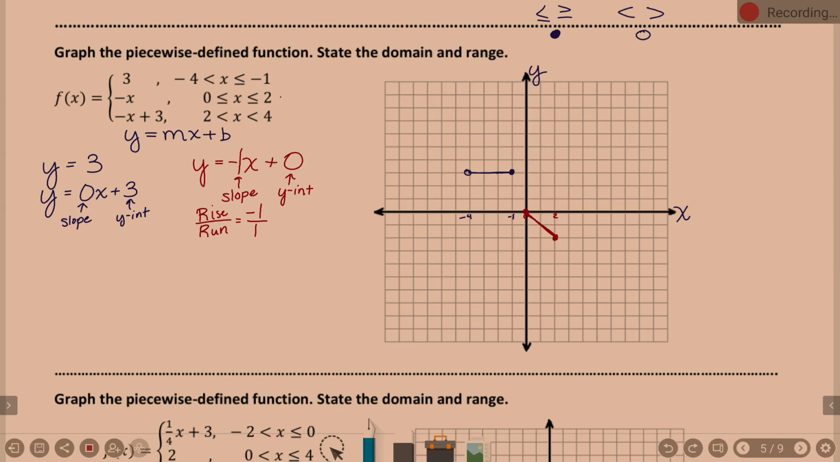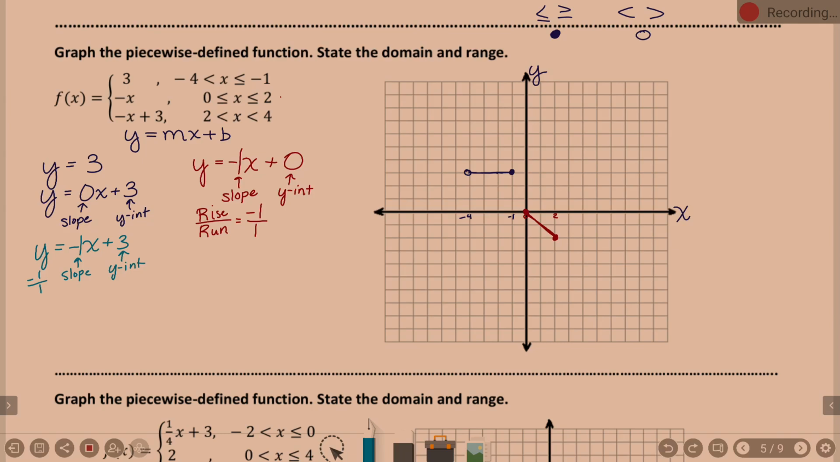Our other piece, y equals negative x plus 3. This is good Algebra 1 review of graphing y equals mx plus b. 3 is my y-intercept, and my slope is negative 1. So again, that slope of negative 1 is a fraction, negative 1 over 1.